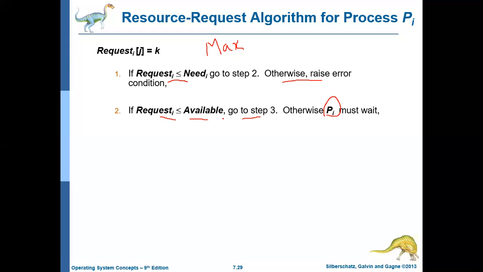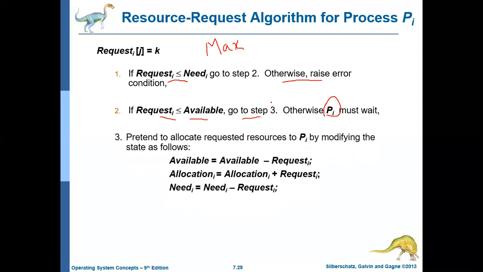Because if it is not available, how will the operating system give it? So if both these conditions are satisfied, if request is less than or equal to need, and if request is less than or equal to available, then we will go to step 3. What step 3 of Banker's algorithm says is quite interesting. It does not ask the operating system to just allocate the resources to the process PI.